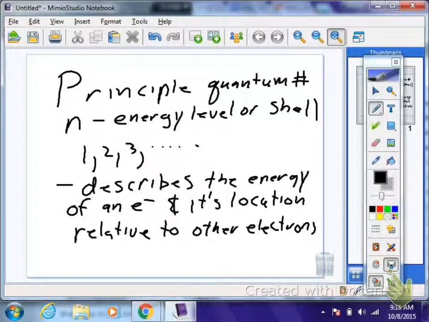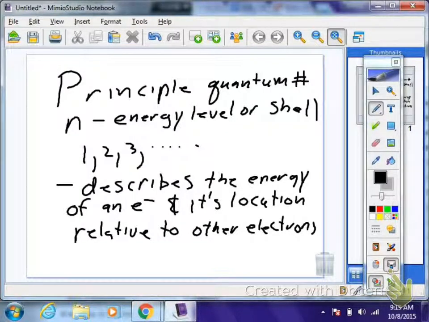It's kind of like the address would be Beatrice, Nebraska. So it's a general location of the electron, or parts of town. Well, I live in the West Court area. I live in the Belvedere area. So we have different sections of town that we might be able to describe. And that's kind of like the principal quantum number. It's a general location of where the electron is going to be. All right? Any questions with that?